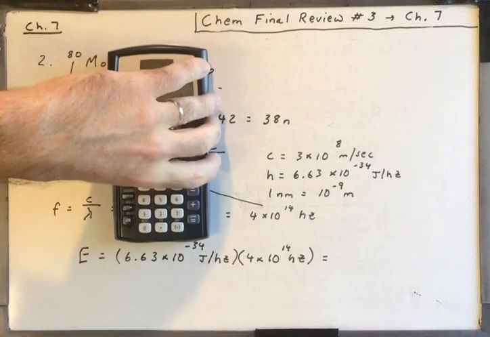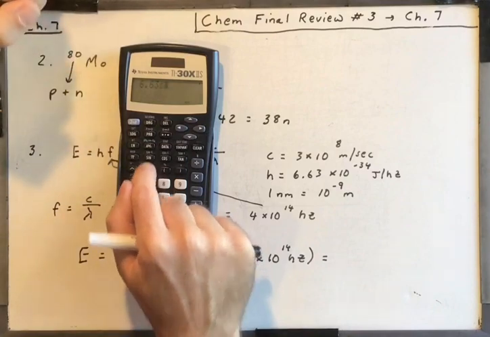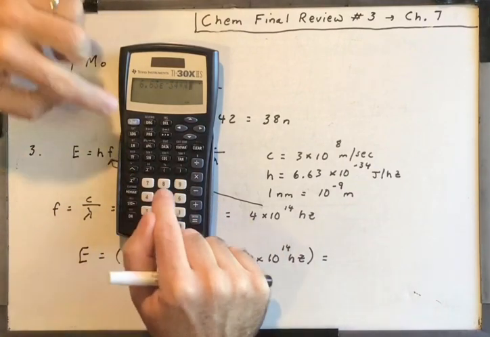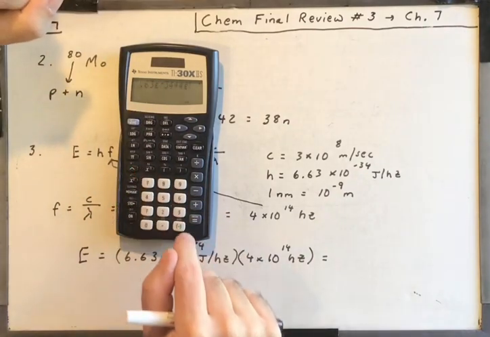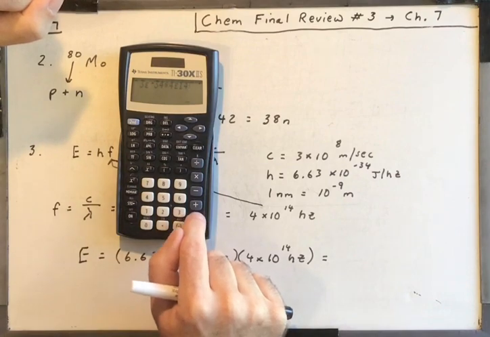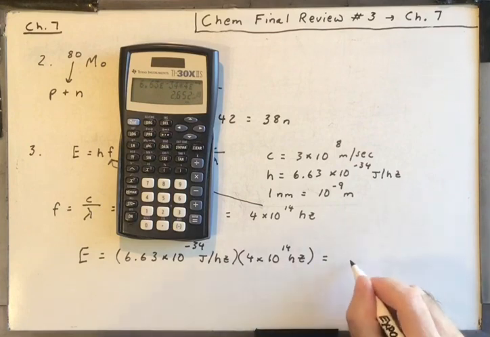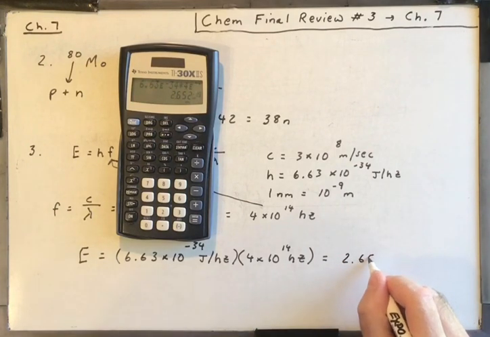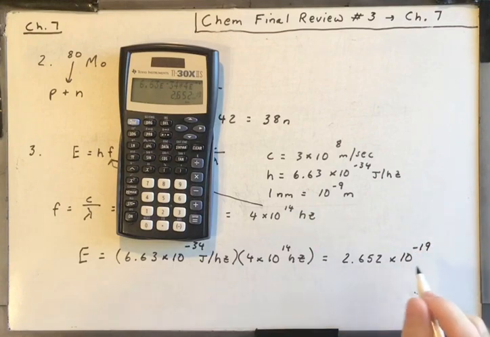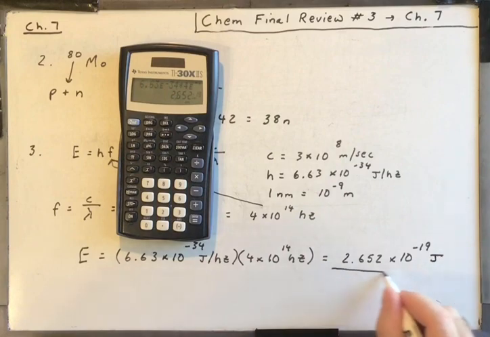All right, let's put that in the calculator. 6.63, second function, double E, minus 34, times 4, second function, double E, to the 14th. Don't type in times 10. 2.652 times 10 to the minus 19. All right, what is the unit for energy? It's joules.